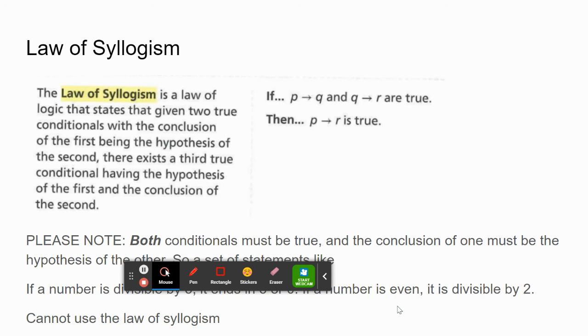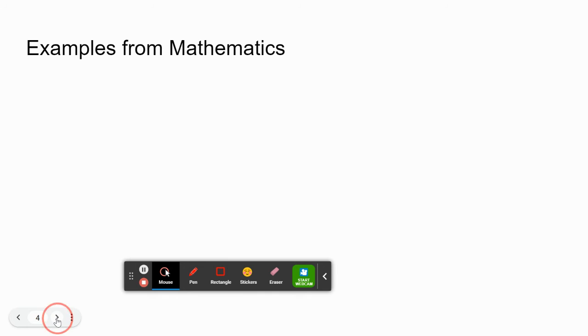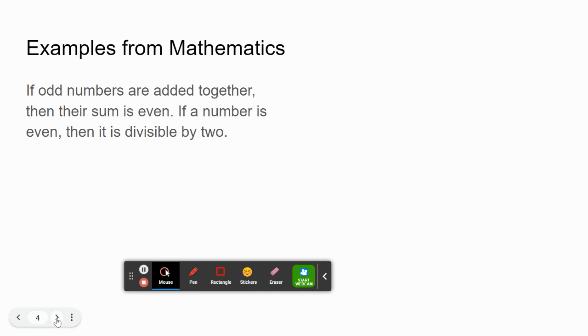So if you have a statement like, if a number is divisible by 5, then it ends in 5 or 0, and another conditional that we know to be true, if a number is even, then it is divisible by 2, we can't use the law of syllogism there because I don't have a case where the conclusion of the first is the hypothesis of the second. So you do want to be careful. We can't just squish any two conditional statements into a single conditional statement. But here are some examples we can use.